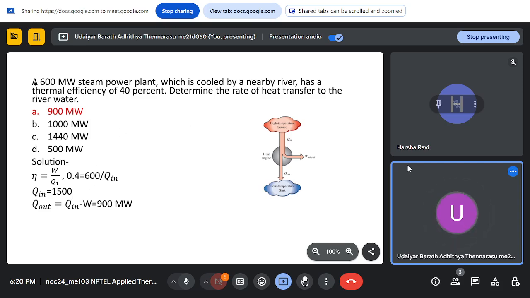So your Q rejected will be, applying first law again, net heat transfer is equal to net work transfer. So work transfer is 600 and heat transfer in is 1500. So Q out will be 900 megawatts. So the answer is option A, 900 megawatts.